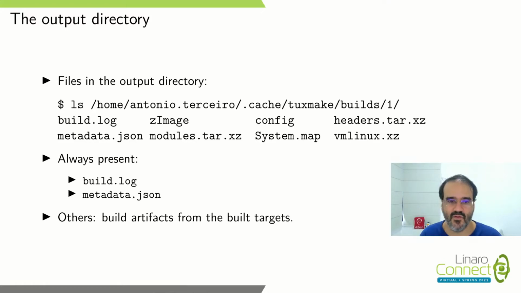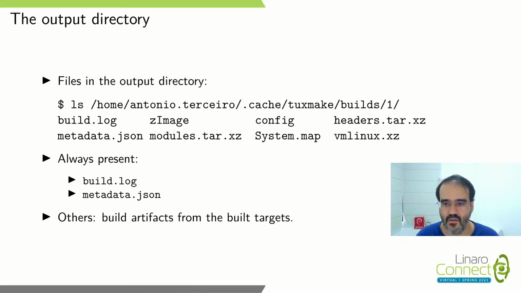If you look inside the output directory, you can see there are several files there, which are mostly the artifacts we are interested in from building the kernel. You can see that you get the full build log, and everything that you get as a build log on the terminal, you also get saved in that file. You have the kernel, in this case the image. You have the final resulting configuration file, which is config.